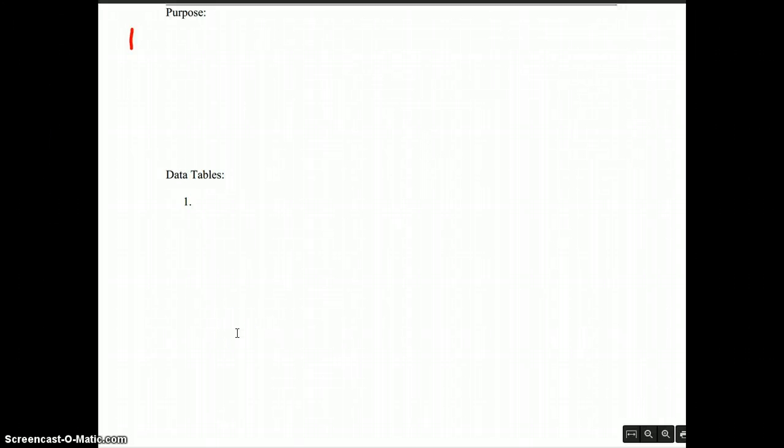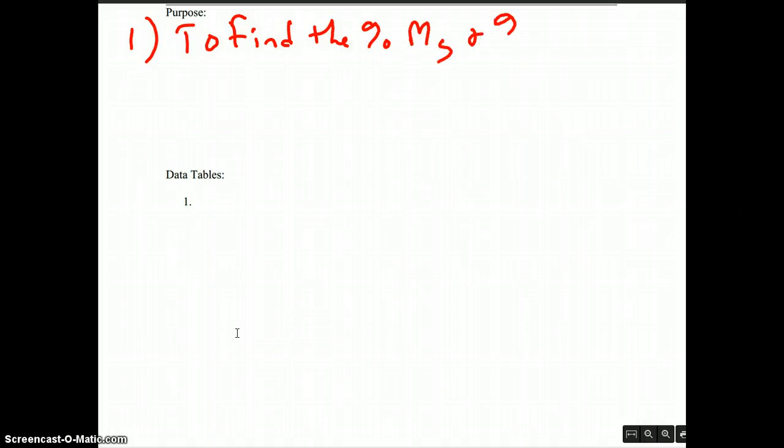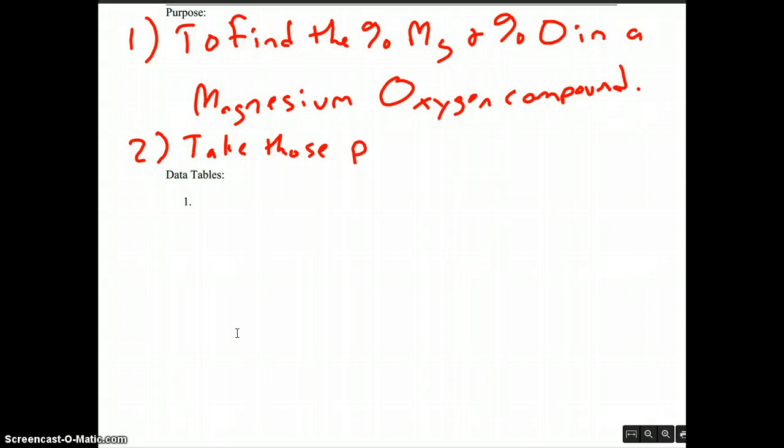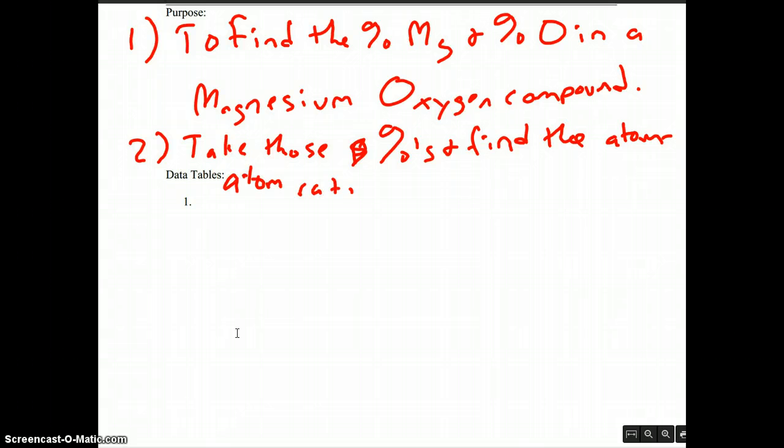Our lab for tonight sort of had a dual purpose. Number one, we were trying to figure out the percentage of magnesium and oxygen in a magnesium oxygen compound. So, to find the percent magnesium and percent oxygen in a magnesium oxygen compound. And then really in number two, what I wanted you to do was take those percentages and find the atom to atom ratio. In other words, MgxOy. I want you to solve for the x and the y using those percentages.